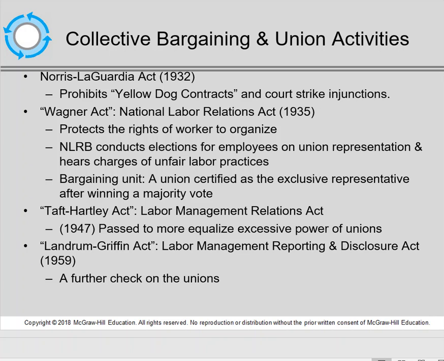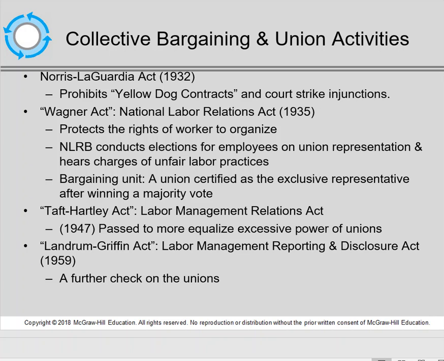Now let's draw a line in the sand and notice that after World War II, big money got involved, or big business got involved, and passed legislation that was more anti-union. The Taft-Hartley Act was a law that more equalized the excessive powers of unions and prohibited such things as hot cargo contracts. Those were an agreement between an employer and a union whereby the employer would refrain from dealing with products of another company that's unfair to the union.